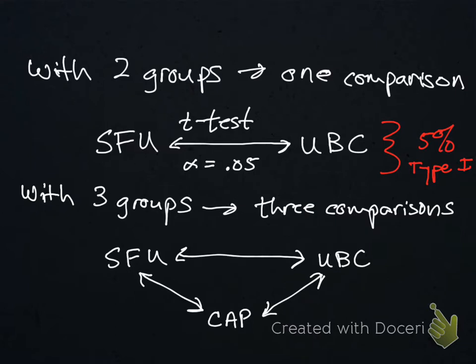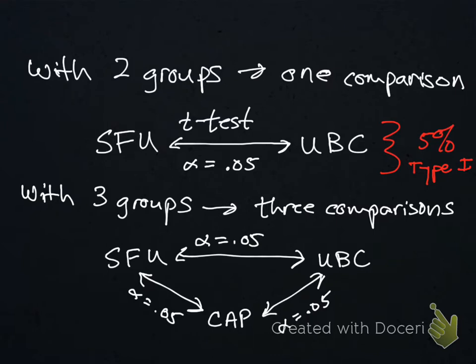The problem with this is with each of these 3 t-tests, we have to consider that each of them is going to have their own alpha. So the comparison between SFU and UBC would have an alpha, presumably, of 0.05. The comparison of SFU to cap would have an alpha of 0.05. And the comparison of cap to UBC would also have an alpha of 0.05. And when we do this, we're just essentially compounding all of that error.